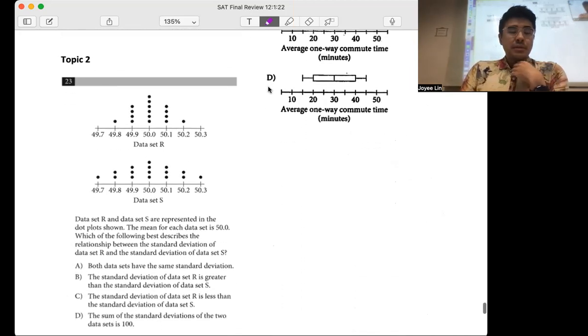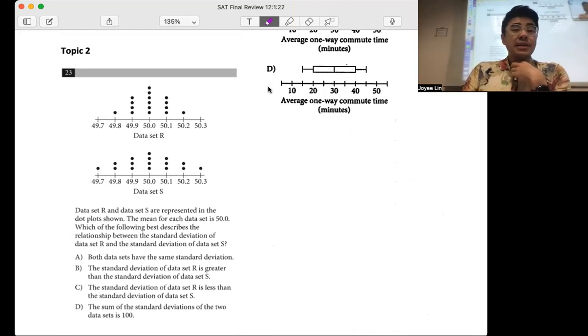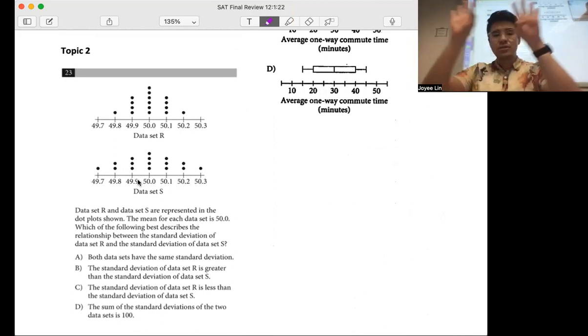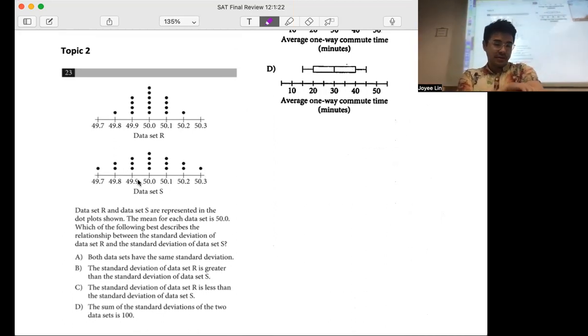Topic number 2 that needs to be reviewed, right? Standard deviation. Standard deviation is defined as the average distance from the middle, right? Which one has a bigger average distance from the middle? It's data set S. The dots are further spread out. Right, so the standard deviation of data set S is greater than R. Or conversely, the standard deviation of data set R is less than the standard deviation of data set S.